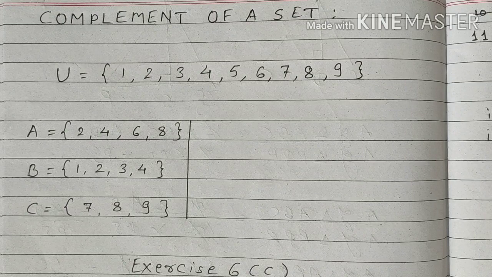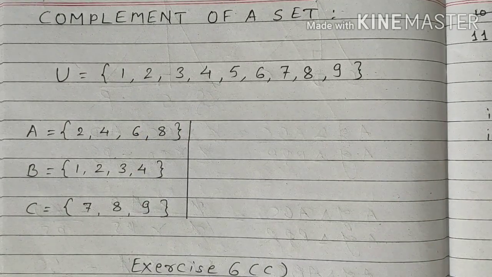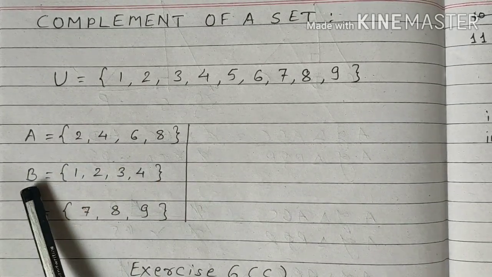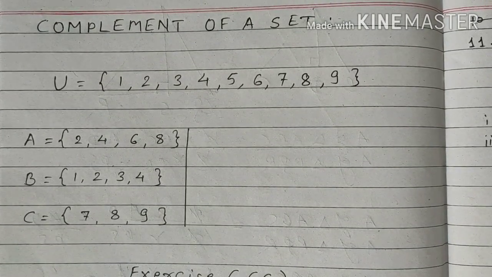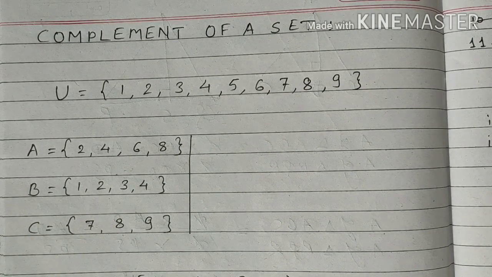For example, suppose there is the universal set given to us, and the value of this universal set is 1, 2, 3, 4, 5, 6, 7, 8 and 9. Along with this universal set, there is set A with the elements 2, 4, 6, 8, and set B is 1, 2, 3, 4, and also set C is 7, 8 and 9. Okay. Now complement set means what? That we will discuss first.